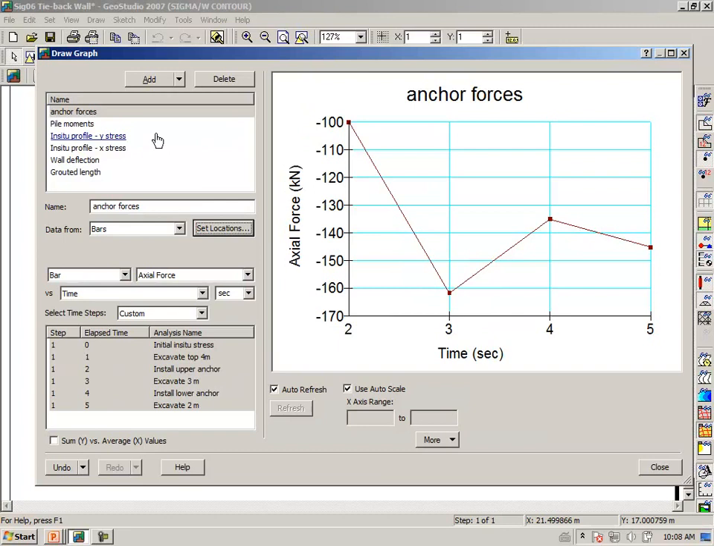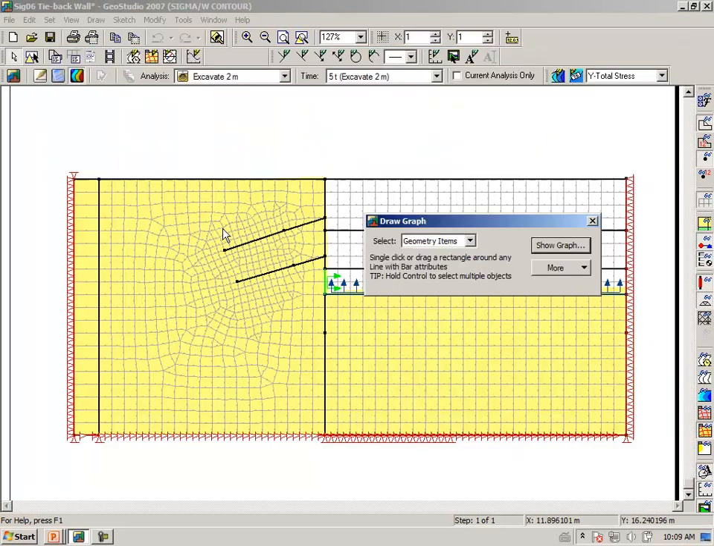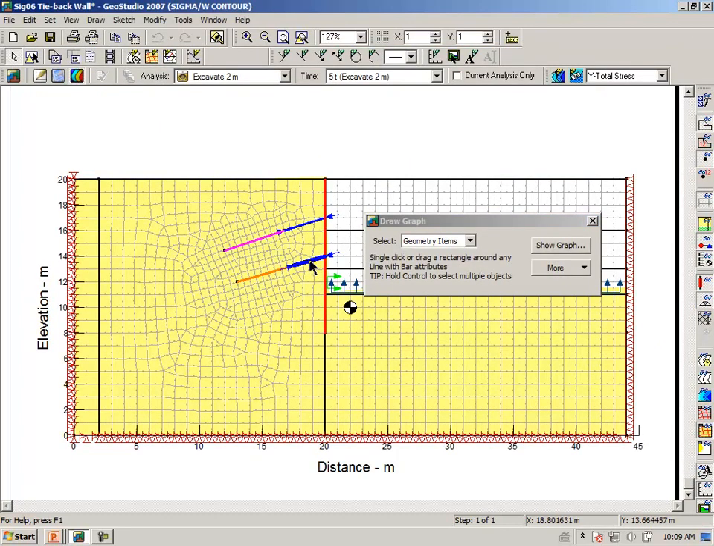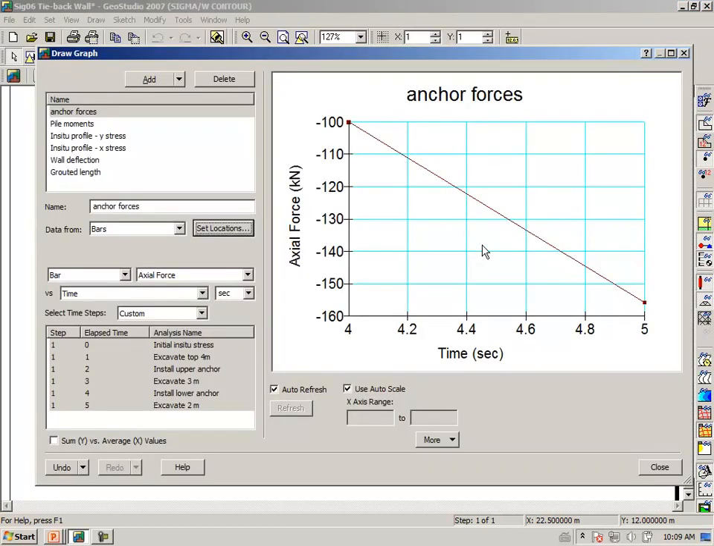We can do the same thing with looking at the free length in the lower anchor, and in this particular case we had a pre-stress of 100 kPa, and by removing the last 2 meters, the force in the lower anchor increased to something like 555.